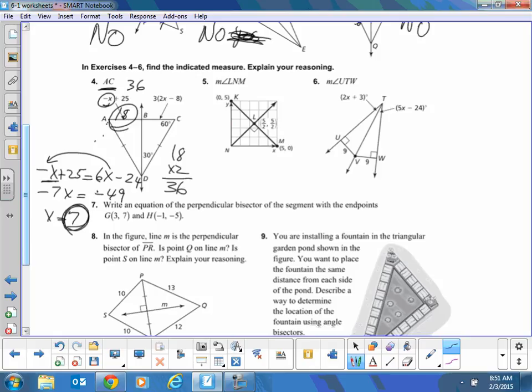L and M. Yes? I don't have one anymore. I ran out. People don't return them and I forgot to get more. They're okay.